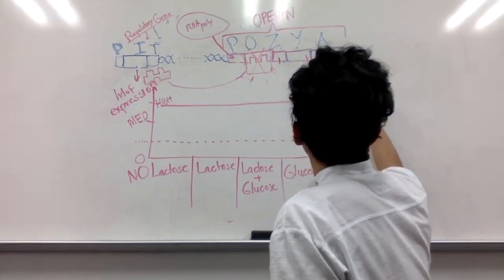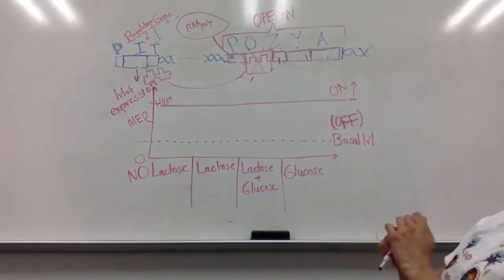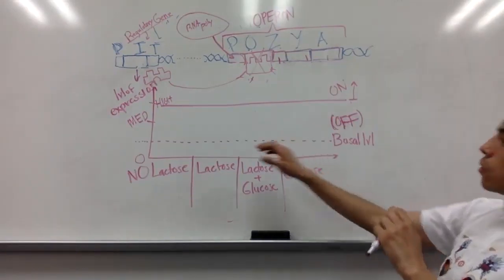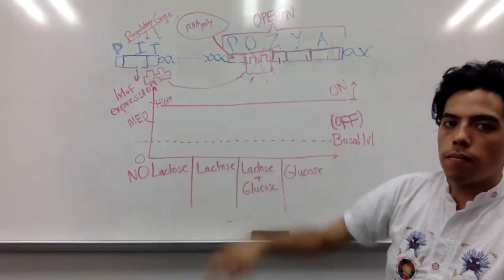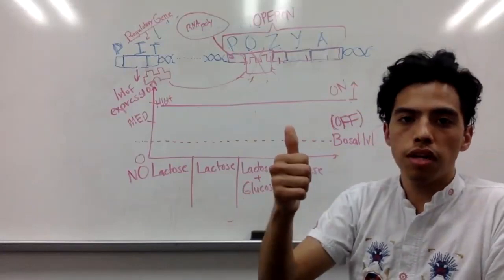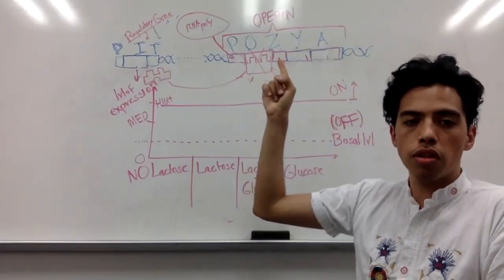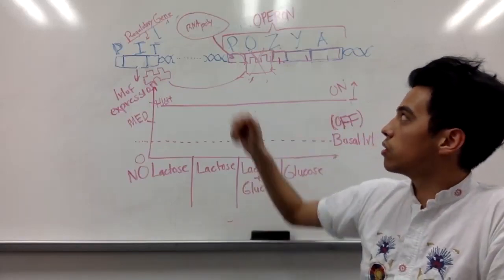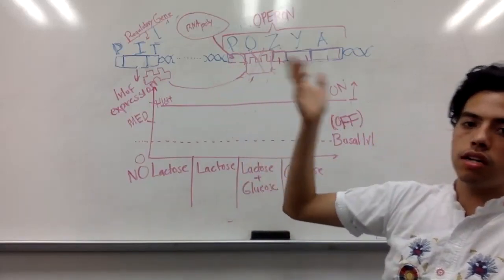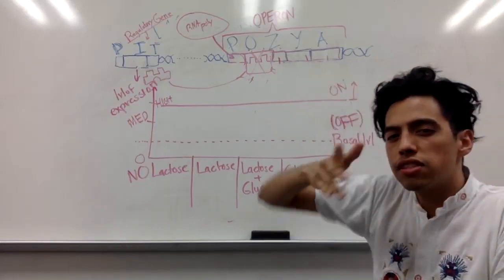Can you see the arrow on the side? Okay, cool. So we have this basal level of expression, right? That's when we have no lactose present. So there's no reason for this operon to be on, so it's off. And also this repressor is going to get bored, it's going to get tired, it's going to latch off, and so we can have some transcription.